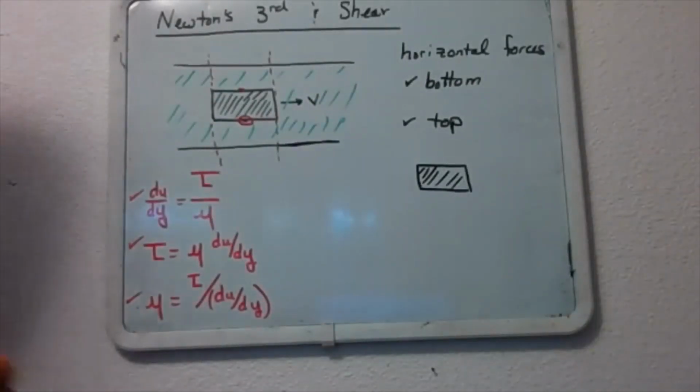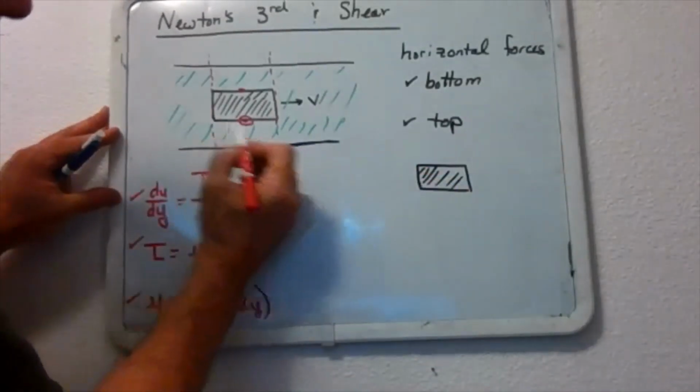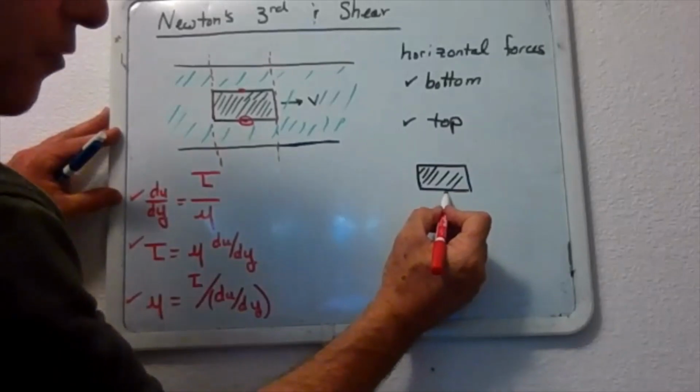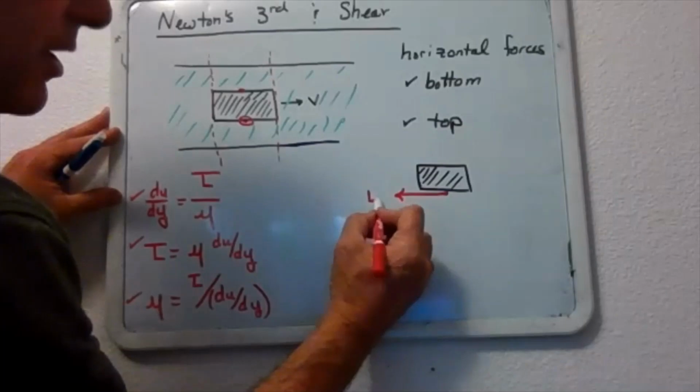Well, hopefully your intuition is that it would create a drag. There would be a drag backwards like that. And that's a force at the surface that's parallel to the surface. So that would be a shear there like that.